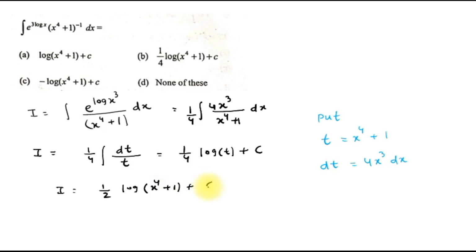This is our answer. If we look at the options here, we get option B, that is 1 over 4 log of x to the power 4 plus 1 plus c, is the correct one.